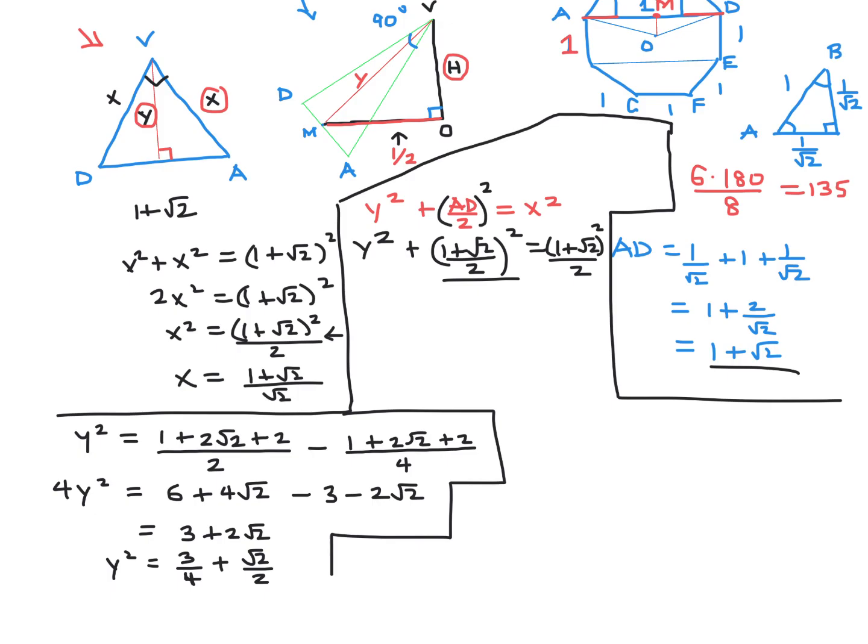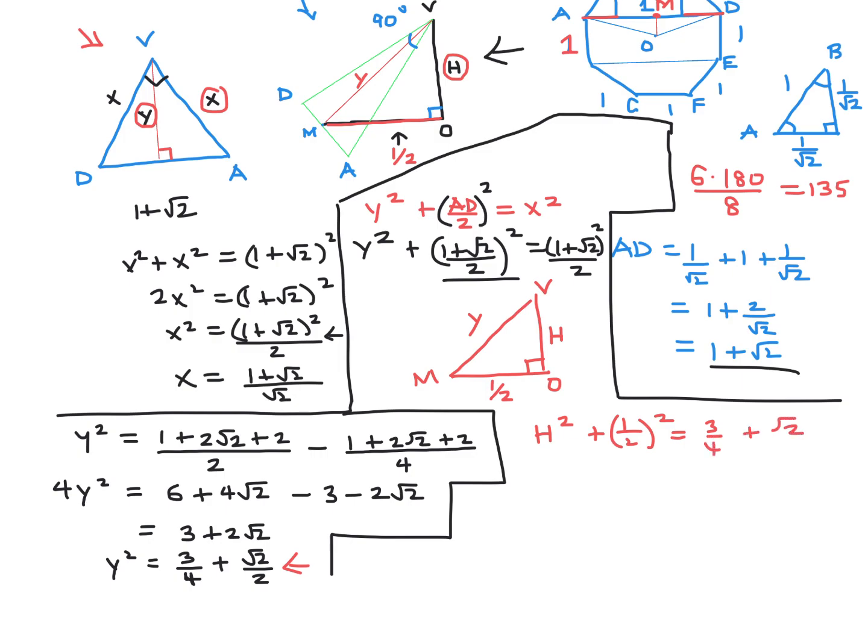So now we just go back to this guy. And just in case you've forgotten what I'm using, it's that triangle where this is V, this is O, this is a right angle, this is M, this is my y, this is my half, and this is my h. Using that, h squared plus a half squared is equal to y squared. And y squared we just calculated, so it's 3 over 4 plus root 2 over 2.